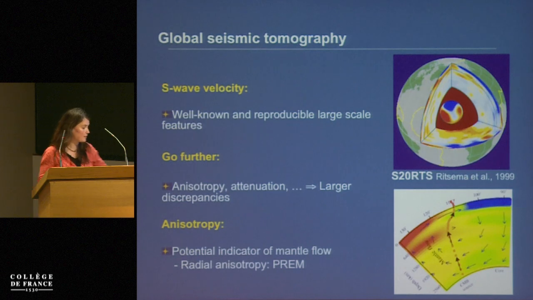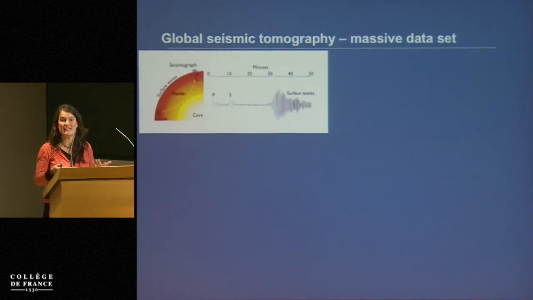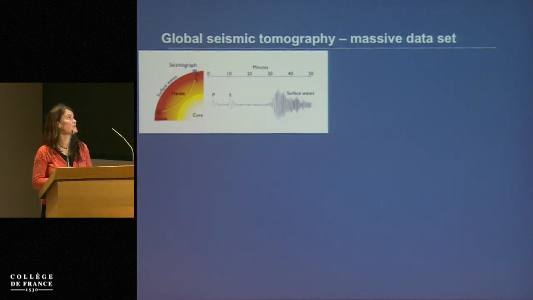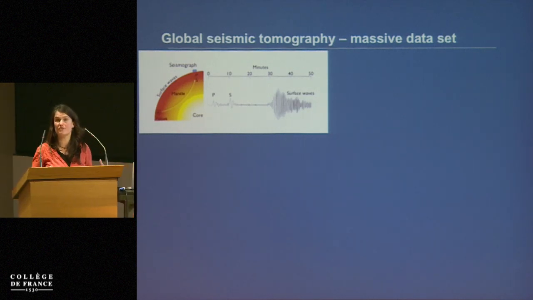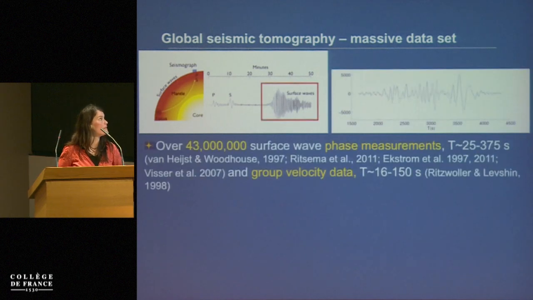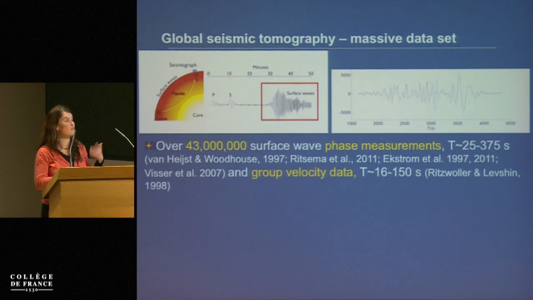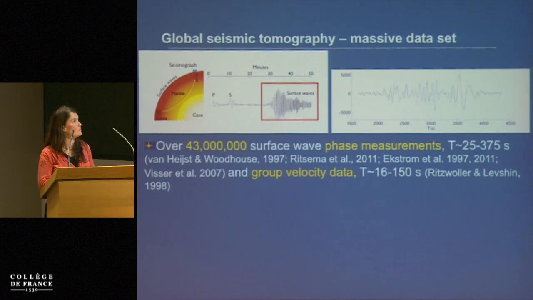So, going back to the basics, as you know, the key ingredients to build tomographic maps are seismograms, here with some body and some surface waves. And so in our group, we follow what I would call a big data-driven approach. We have assembled a huge data set of seismic measurements, both of surface and body waves. So here I just give a brief summary of the data that I'm talking about.